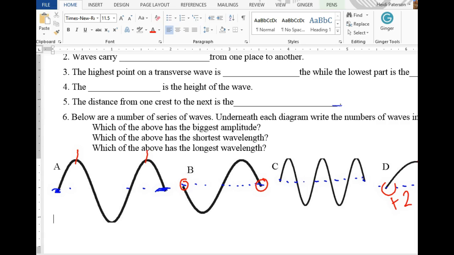ACD. ACDC. That's pretty good songs, actually. And they have wavelength sound. That's true. So shortest wavelength is C. Yeah. Longest wavelength is D.